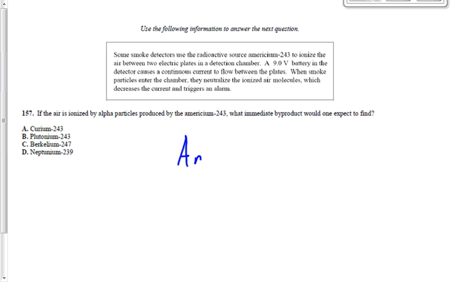I think that's Am, isn't it? Americium-243. It produces alpha particles. The alpha particles produced by Americium-243. What would we expect to get there? Well, 4 plus what equals 243? 239? The answer's got to be D.